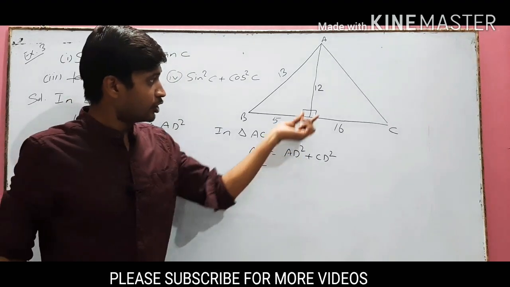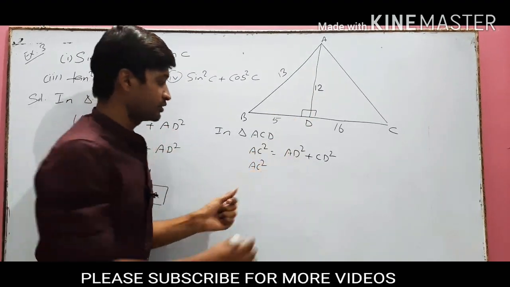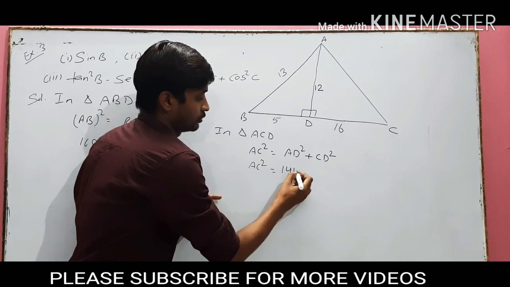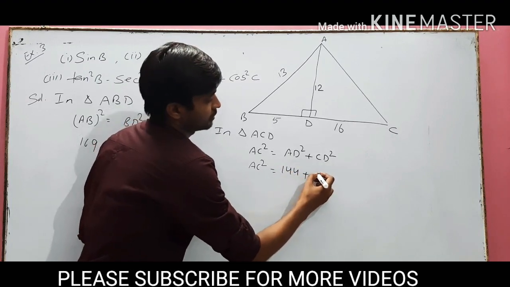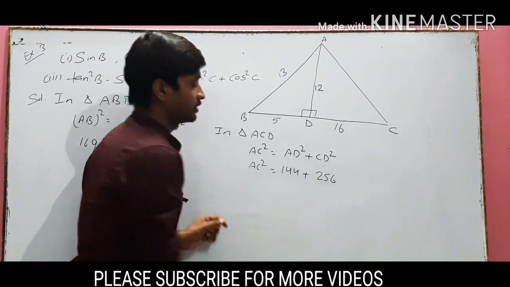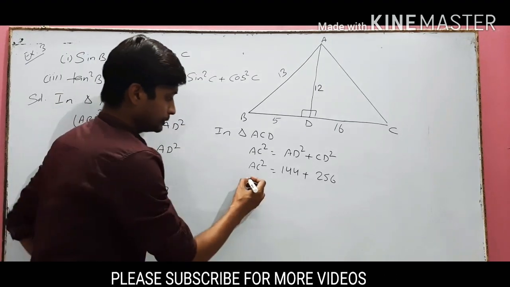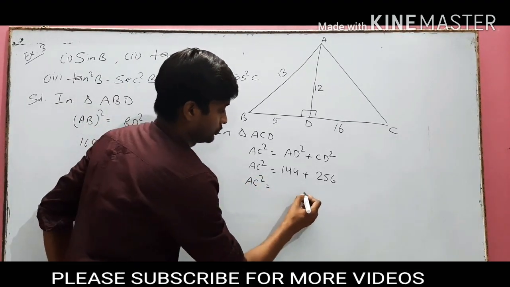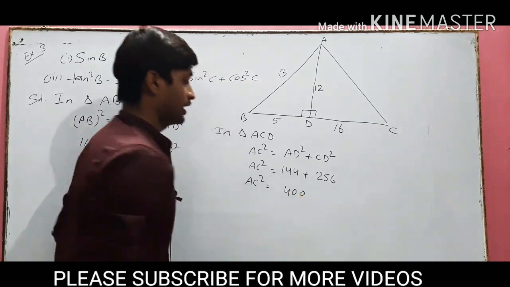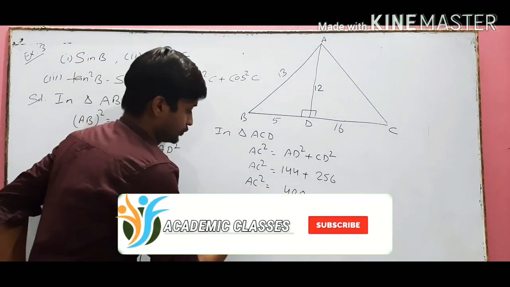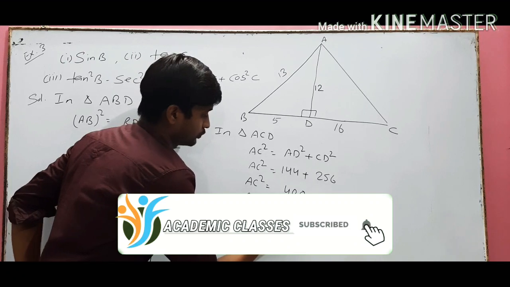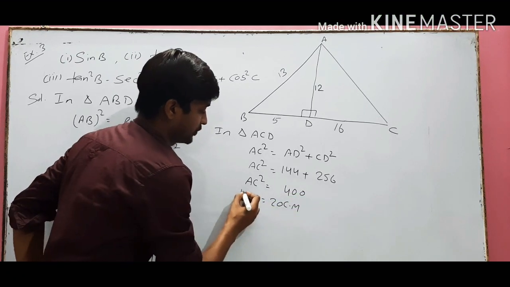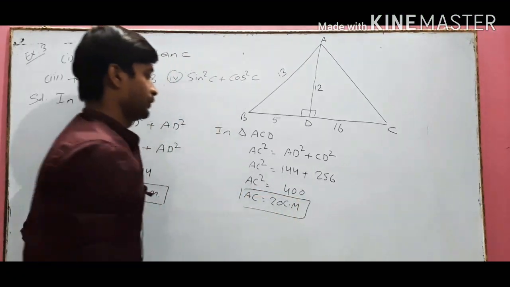AD, how much? 12, and we know the square of 12 is 144. CD, that is 256, right? Add these both. AC square is equal to 400 and this is the square of 20. So AC is equal to 20 centimeter. Okay.